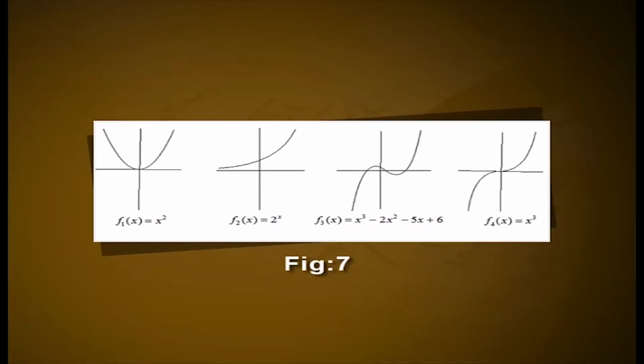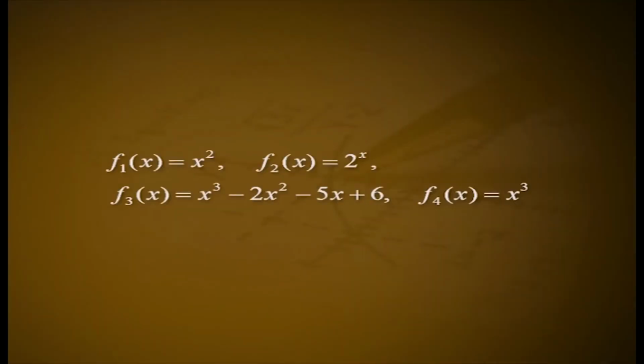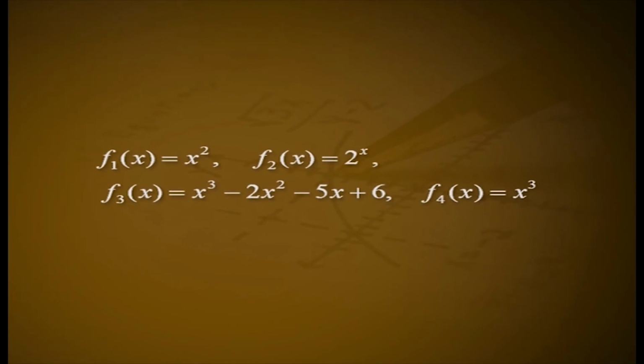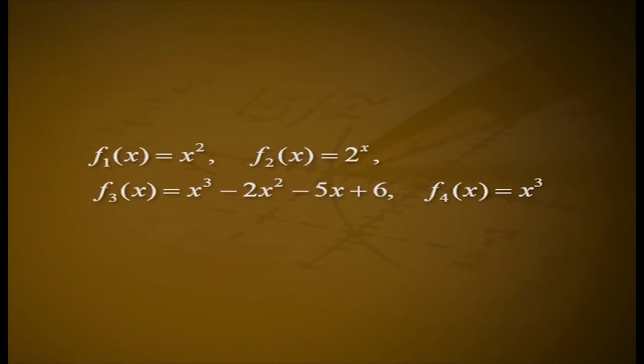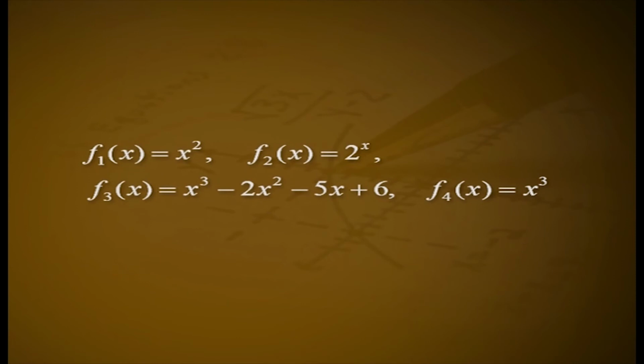Example 15. Consider the following four functions from R into R whose graphs appear in figure 7. f1(x) is x squared, f2(x) is 2 raised to x, f3(x) is x cubed minus 2x squared minus 5x plus 6, and f4(x) is x cubed. Observe that there are horizontal lines which intersect the graph of f1 twice, and there are horizontal lines which do not intersect the graph of f1 at all. Hence, f1 is neither 1-1 nor onto.